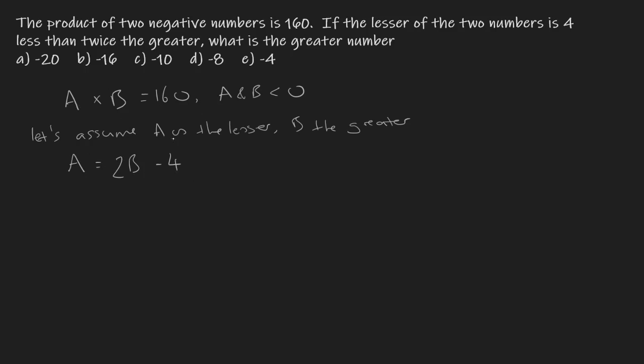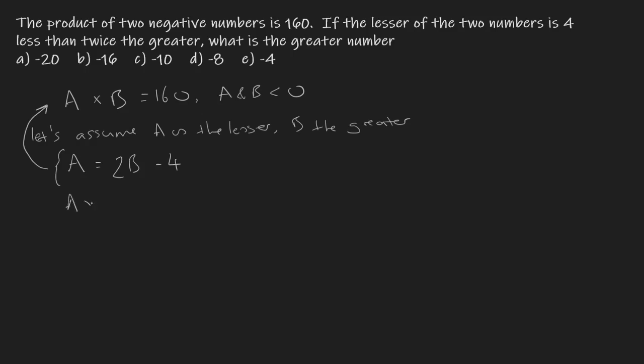And we want to solve for the greater number. What is the greater number? That is B. So we want to solve for B. Now, looking at these two equations, we have two equations with two variables, so we want to do simultaneous equations. We can essentially substitute this equation into this one to get an equation with just B, and solve that.